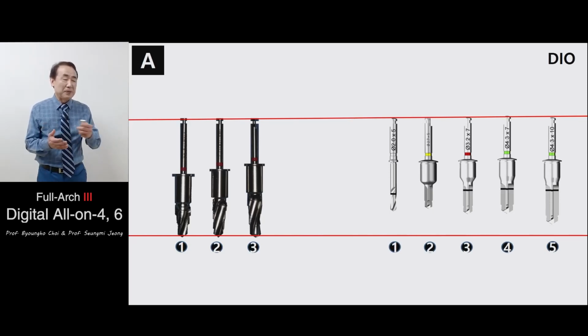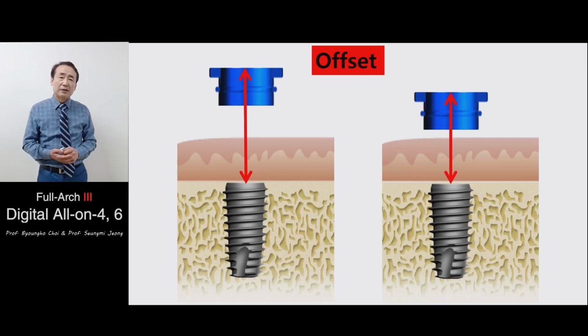There is a big difference between A implant company's drills and DO drills. Even though DO uses more drills to place an implant, the drill length is a lot shorter than the A company's drills. The second reason is offset. Offset is the distance between the top of the surgical guide and the top of the implant.